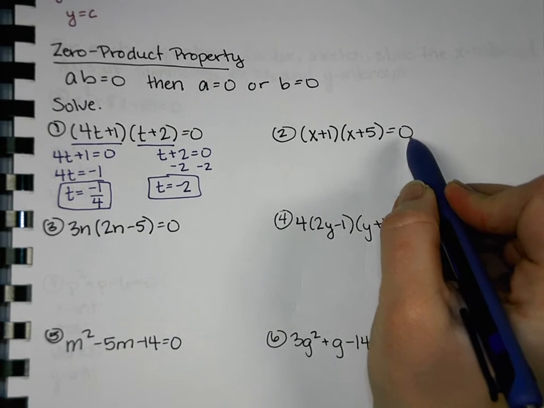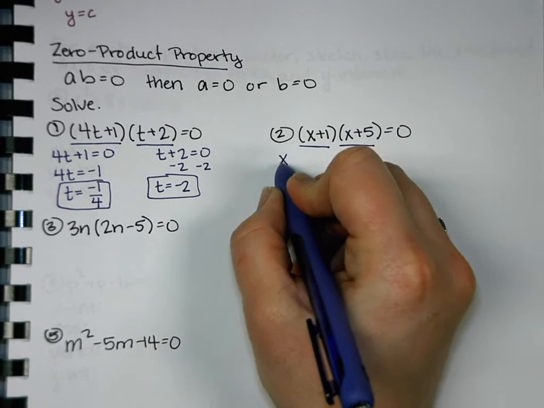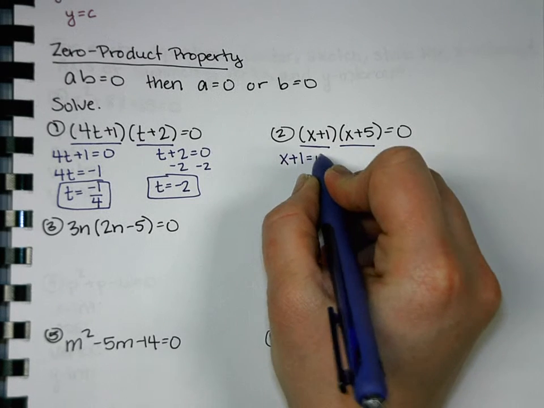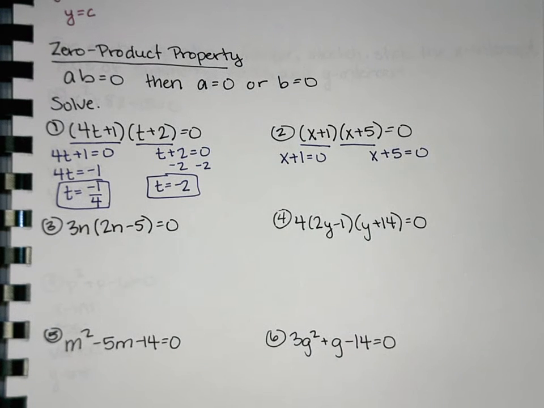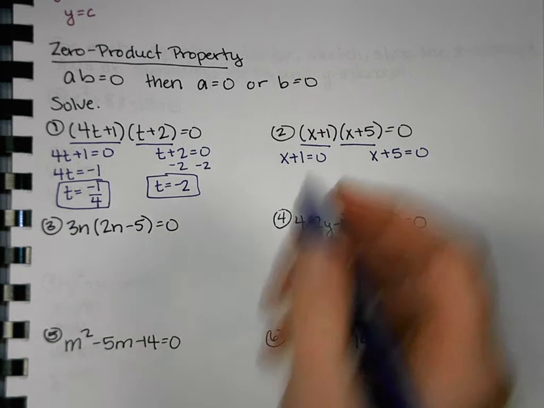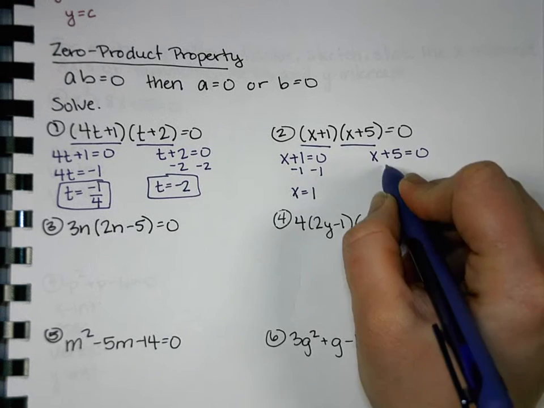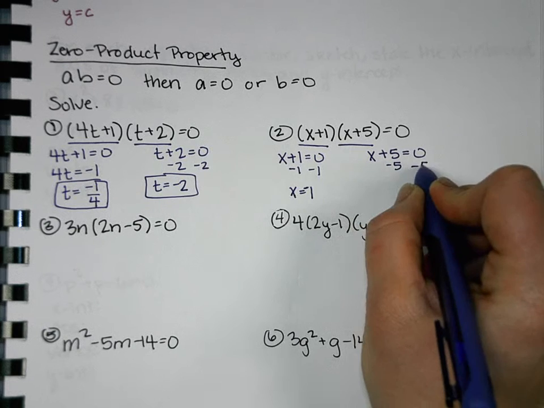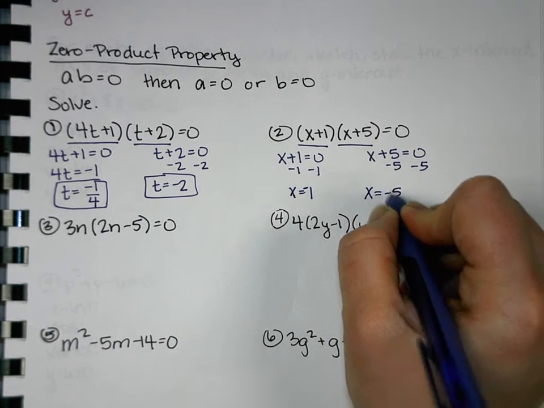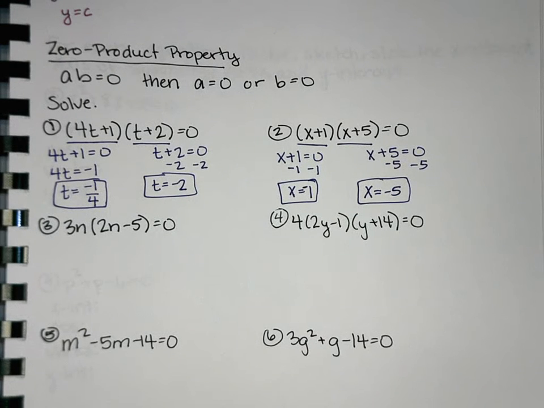So again, this one's already equal to 0, so we take each thing being multiplied. So the x plus 1 is being multiplied, and the x plus 5 is the other thing being multiplied. Set each one equal to 0. And then we're going to solve for x in each equation. So subtract 1, so that's negative 1. And here we're going to subtract 5. So we have negative 1 and negative 5 as our two x-intercepts.